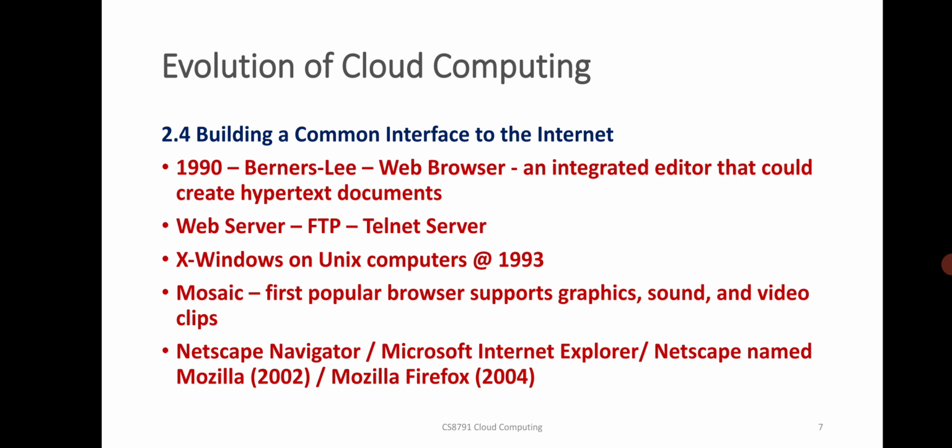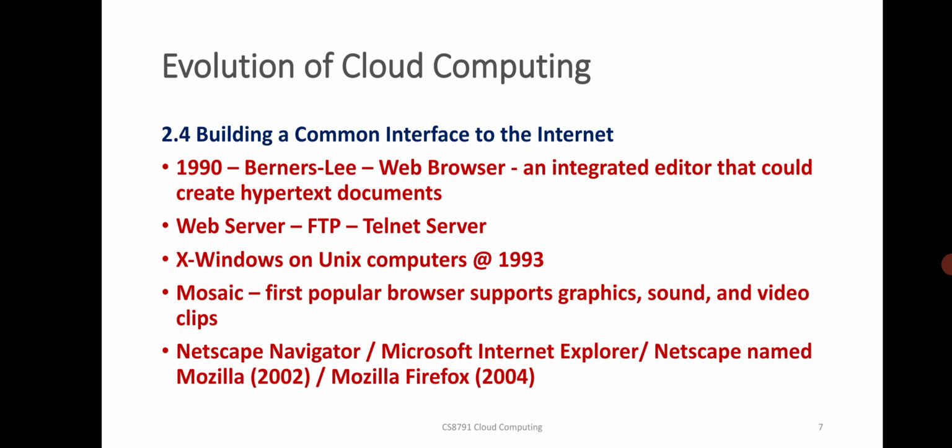The next thing is building a common interface to the internet. In 1990s, Berners-Lee introduced web browser as integrated editor that could create hypertext documents. Web server means file transfer protocol with, there are 3 servers used in cloud computing: web server, file transfer protocol, telnet server. Windows on Unix computer system was used in the year of 1993.